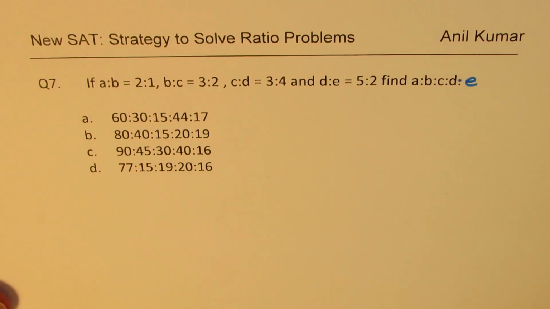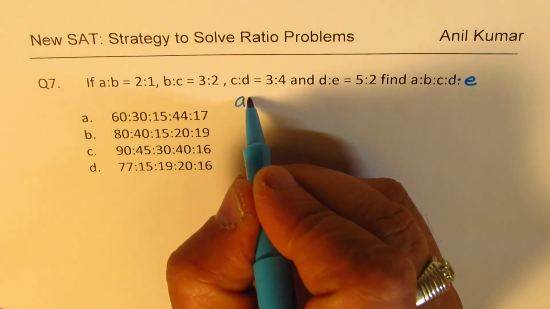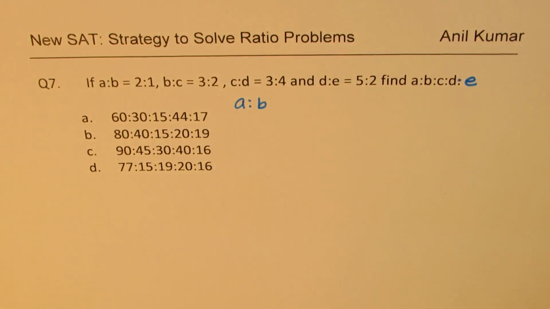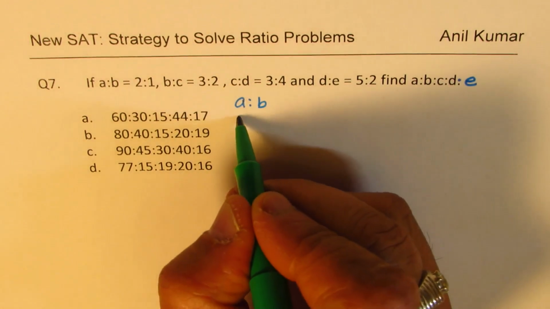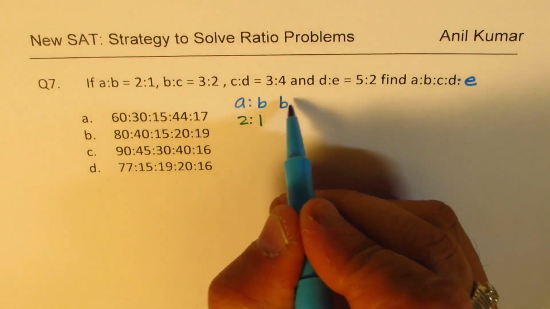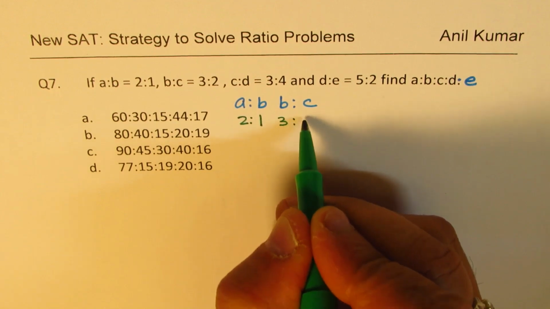Okay, so let's begin with A is to B, right? So the strategy is similar to what we did. A is to B and no fractions, so simpler in that respect. So we have A is to B as 2 is to 1. Okay. Now we are saying B to C. So let's write B to C. B to C is 3 is to 2.